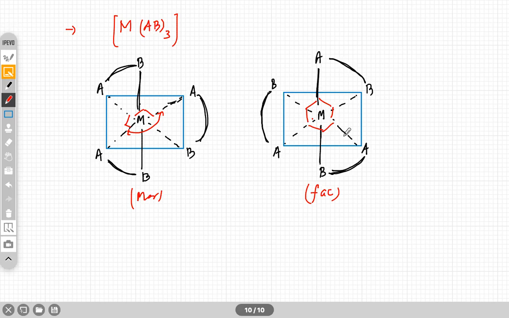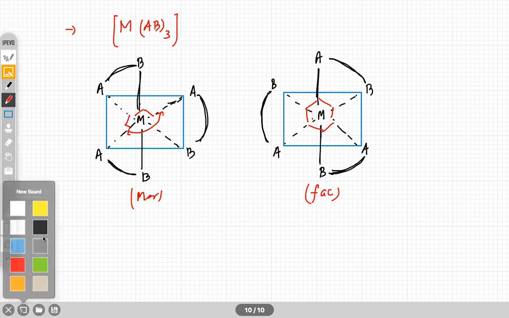Yeah, so this is it for coordination number 6. Here the coordination number 6 is the most important one. Okay, most important one. They ask mainly from coordination number 6 only. Optical isomerism we will discuss after finishing geometrical. Okay. So next you write down for coordination.